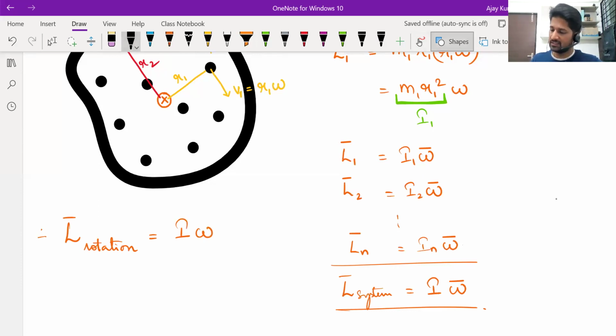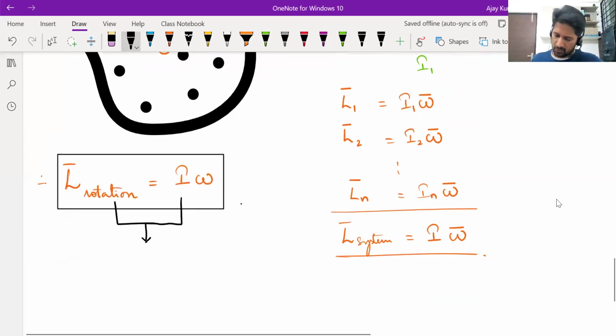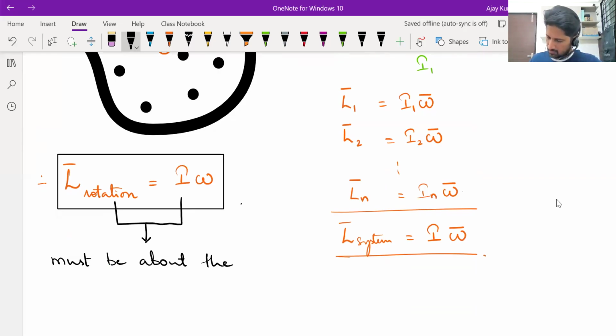Now, moment of inertia changes from axis to axis. Okay, can change from axis to axis. Which axis should you take? About whichever axis you are calculating angular momentum, about the same axis you have to find out moment of inertia. So basically, this angular momentum and this moment of inertia must be taken about the same axis. And what axis is that? The axis of rotation.